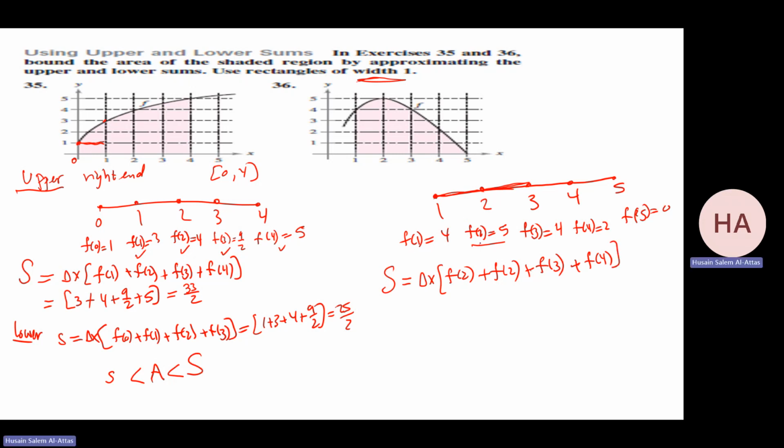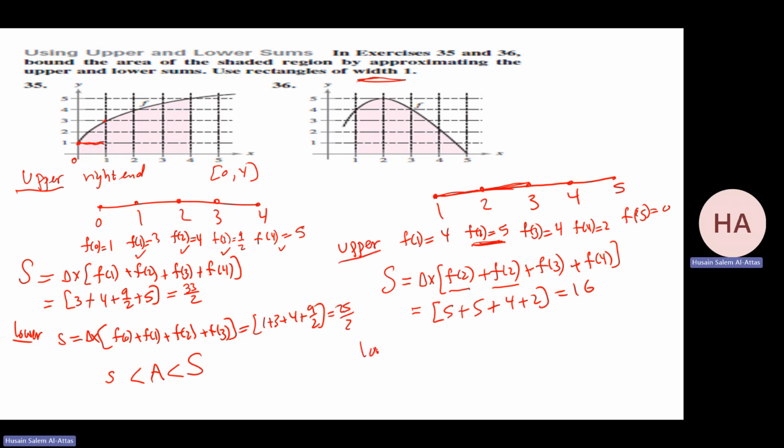F at 1, 4, and 5, I'll take f of 2. 5 and 4, I'll take f of 2 also. Let's take this one, since it's increasing and decreasing. So that will be delta x is 1, f of 2 is 5. That will be 5 plus 5 plus 4 plus 2, which is 16. This is upper.